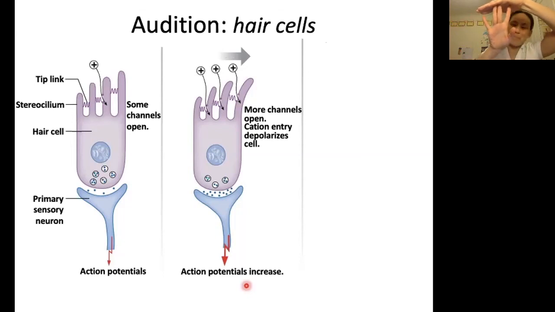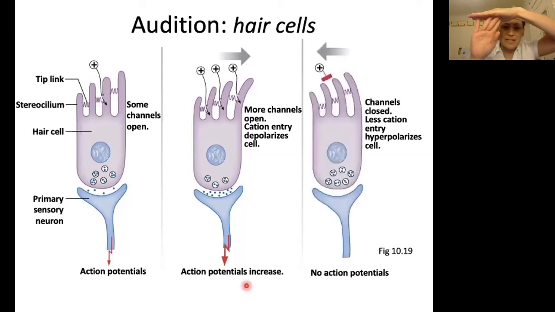Let's take a look at what happens when we move the hair cells the other way. When we move the hair cells the other way, those channels close. As a result, we don't get that ion movement across the membrane. Our neurotransmitter release decreases, and our number of action potentials decreases. Okay, so that's how we send that signal.